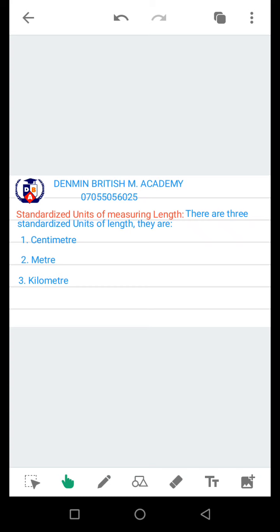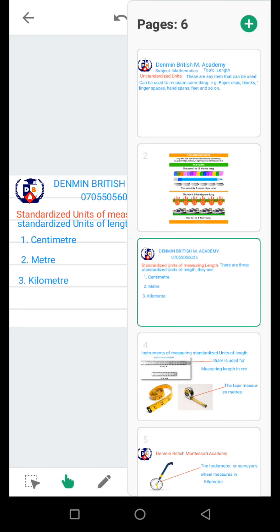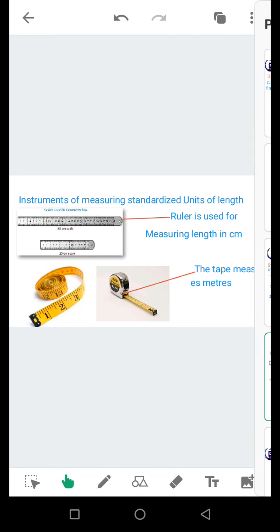You consider the centimeter when the length is small. You consider the meter when the length is large but not that large. When you consider the kilometer, you are measuring very long distance, for example, the distance between Edo State, Benin, and Lagos. Okay, and we are going to see the instruments that we use to measure these things, the instruments for measuring standardized units of length.